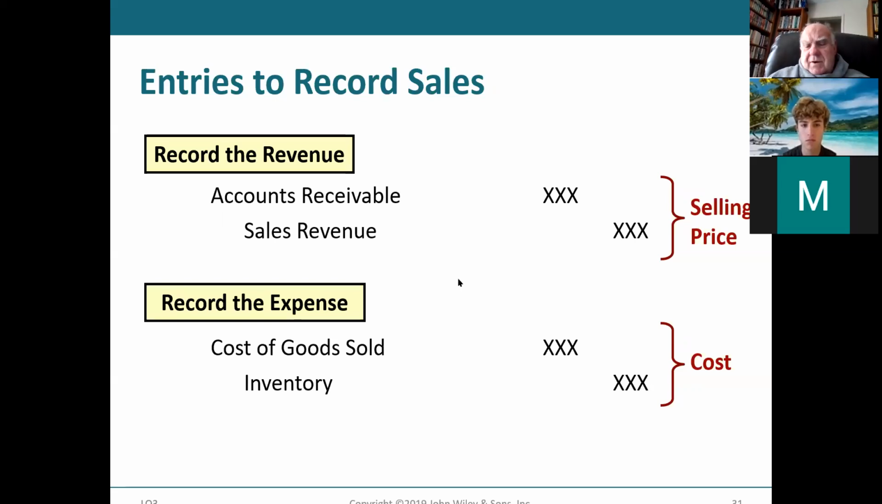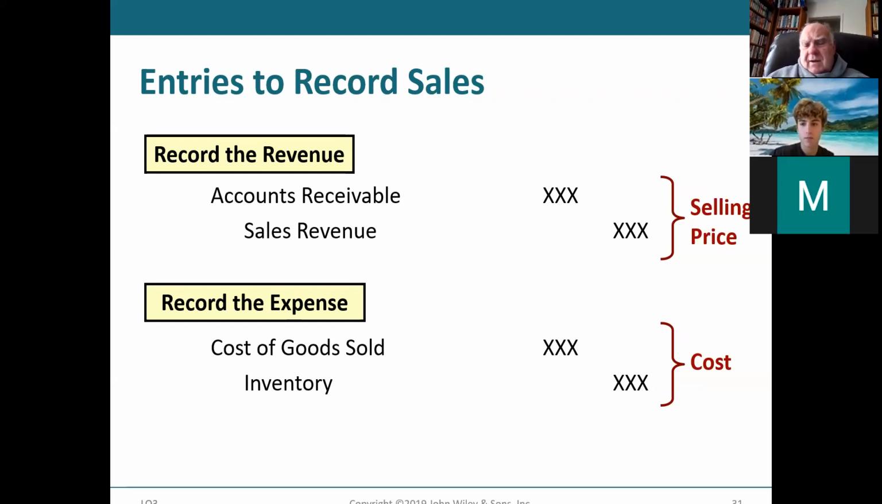This is the main kicker now with the perpetual system. When you sell something under a perpetual system, you'll have the same entry as a periodic. You will debit accounts receivable and you will credit sales for the sales amount, but you will also record the cost of goods sold. You're going to debit cost of goods sold for the cost of the goods and credit inventory for the cost of the goods.